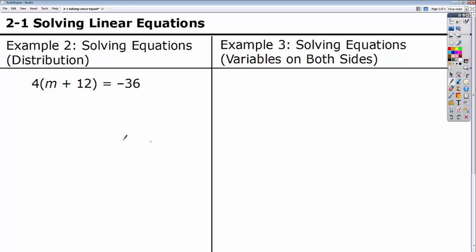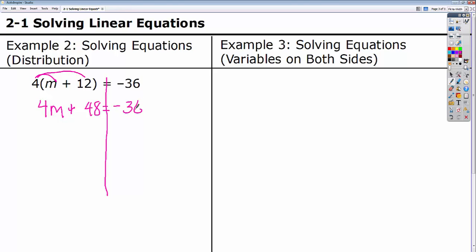Alright, moving on. Example 2, solving equations, and I put in parentheses here with distribution. We learned about the distributive property. We've already kind of used it this year, so this should be already familiar. Number outside the parentheses, and there's more than one term. So this one has 2 terms. Remember terms. So we distribute, and it's going to multiply by both. 4 times m, that's 4m. 4 times 12, that's 48.